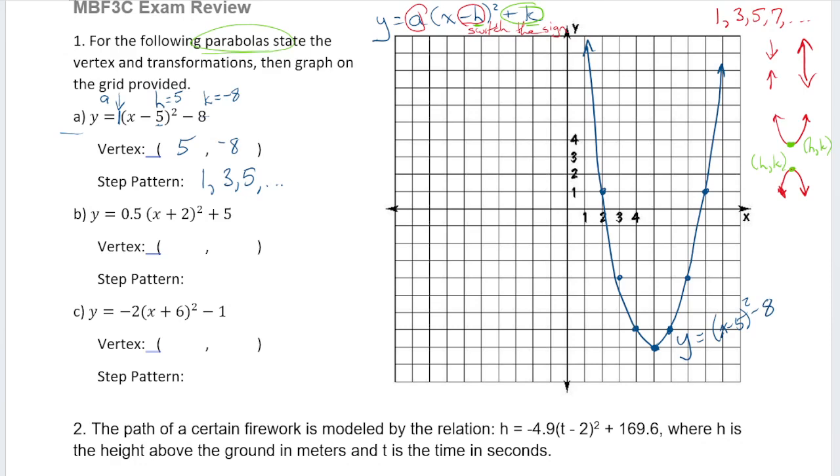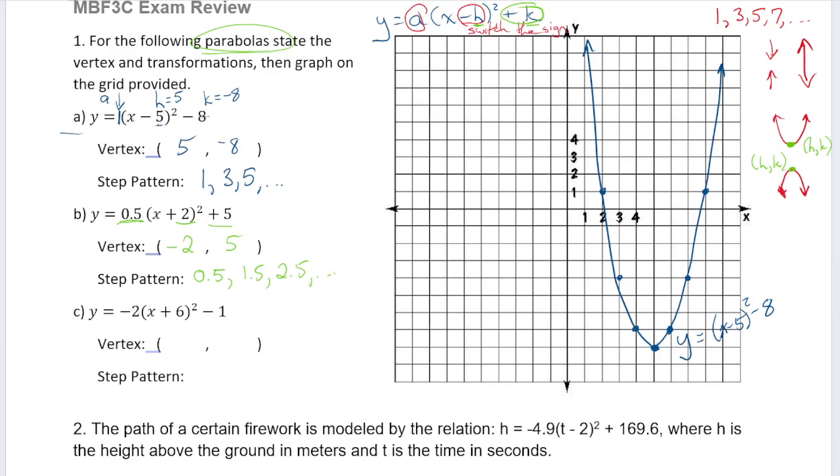So if you weren't sure how to do that, and I showed you that one, I'd pause the video, try the next couple, and then come back to take them up. For the second one, here is my h. So -2, I've got to switch the sign. Here's my k. 5, I don't switch the sign. My step pattern would be 1, 3, 5, but my a is 0.5, so 1 times 0.5 is 0.5. 3 times 0.5 is 1.5. 5 times 0.5 is 2.5. So there's my step pattern for this one.